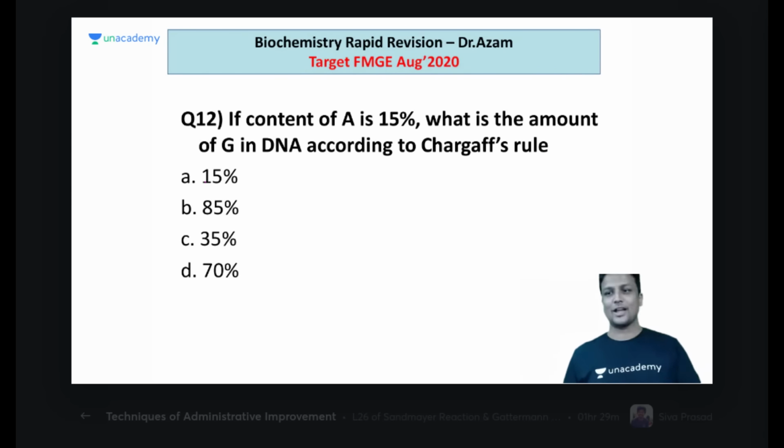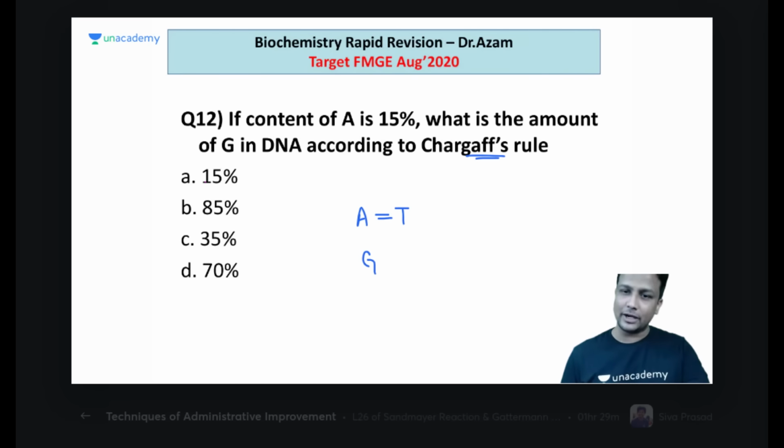And now welcome to the next one. If the content of adenine is 15%, then what is the amount of guanine in the DNA according to Chargaff's rule? What did Chargaff say? Chargaff's rule is that adenine binds with thymine with a double bond, and guanine binds with cytosine with a triple bond. Adenine with thymine, guanine with cytosine.